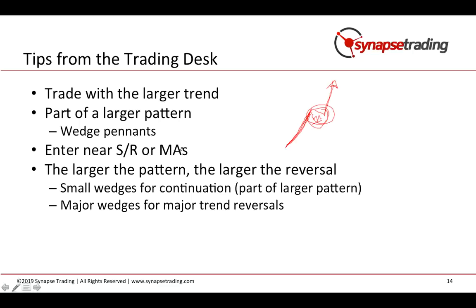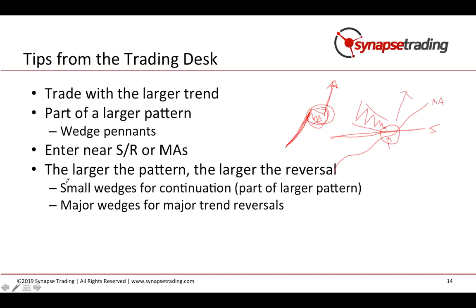Okay, and the next one is to enter near support, resistance or moving averages. So for example, if this is a wedge and you're looking to go long, it's also advantageous if there's a strong support over here, or a moving average. So when you buy, you have more confluence of factors that increase the odds of the price continuing to move upwards.